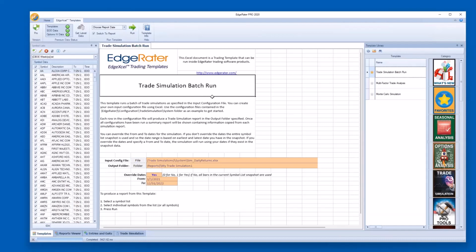Essentially, that's what it does. So if you select your simulation batch run, you choose a symbol list. I'll use the CBOE weeklies list here, and then you choose a folder to output the results into. I'll call this sim CBOE daily. That's it. And I'm just going to run it over 2 years from 21 to 22. And I'll just hit run.